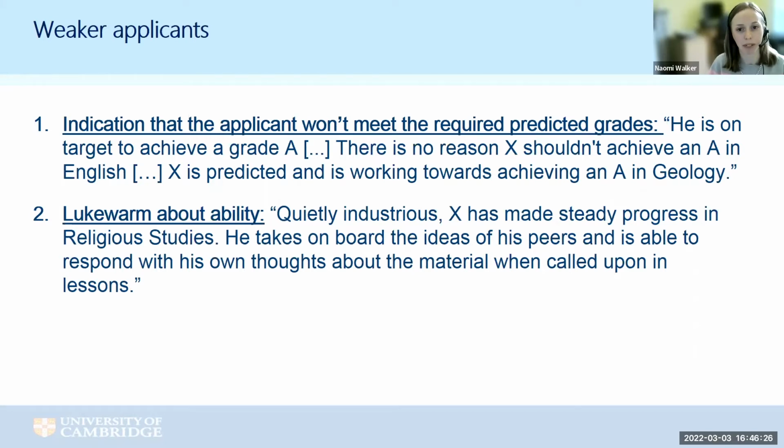So some ways that you might be able to indicate to us through the reference: you could just tell us basically that you don't think they're going to meet the required grades. So if they're on target to achieve A's in all their subjects, that's not going to meet Cambridge's minimum grades, which is A star AA for most arts and humanities courses and 2 A stars and an A for most STEM courses. Or being reasonably lukewarm about ability. So, 'quietly industrious, X has made steady progress in religious studies.' Steady progress will probably tell me that they're not exactly top of the class. 'He takes on board the ideas of his peers and is able to respond with his own thoughts about material when called upon in lessons.' So not particularly proactive if he's only responding when called upon in lessons.